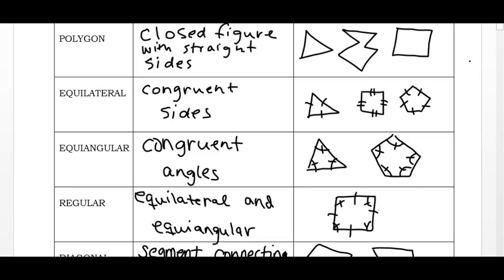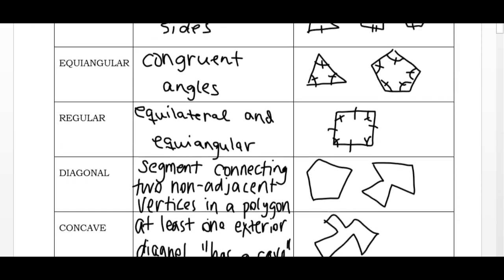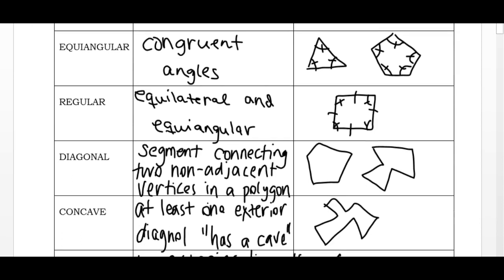Equiangular means congruent angles. So I have an equiangular triangle and an equiangular pentagon for my two examples there. The word regular is when a shape is both equilateral and equiangular. So that means all of the sides are congruent and all of the angles are congruent.